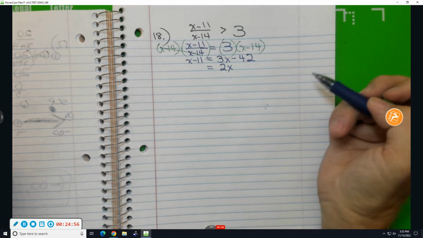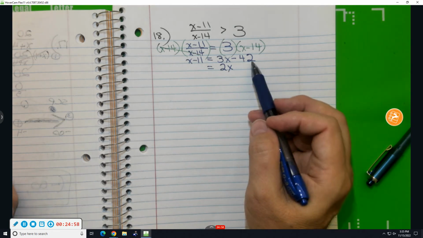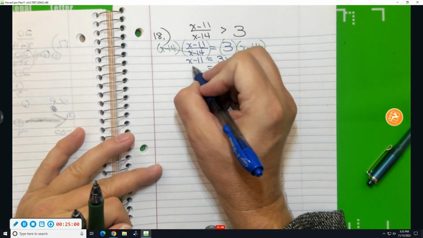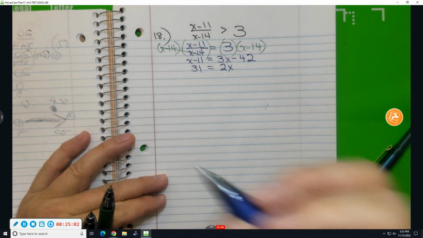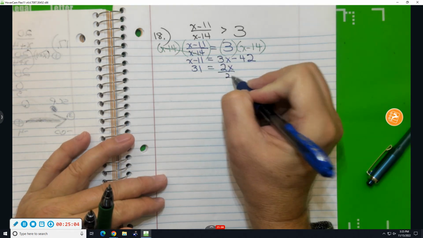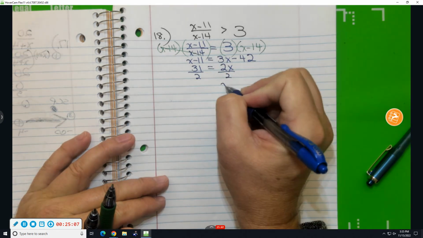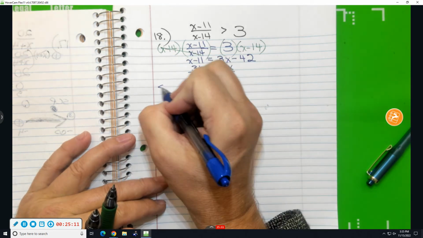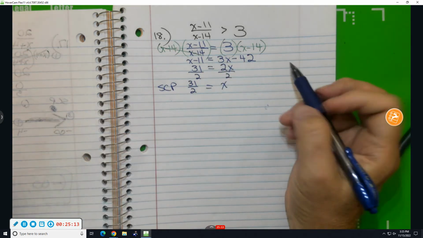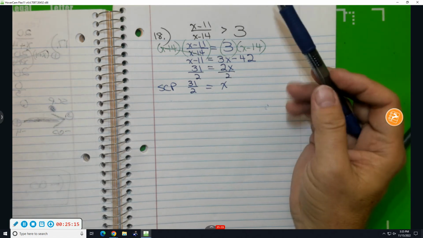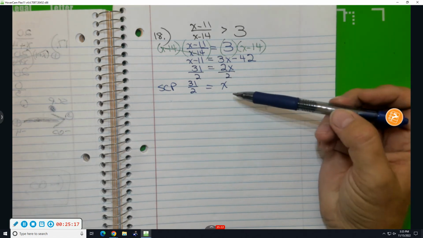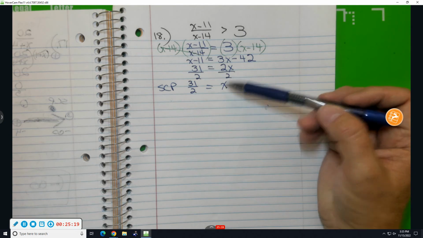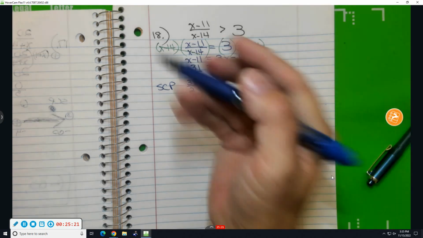I'll add 42. Negative 11 plus 42 gives me a positive 31. Divide both sides by 2. That gives me a solution cut point of 31 halves. Will this be an open circle or a closed circle on the number line? Open because there's no equality.